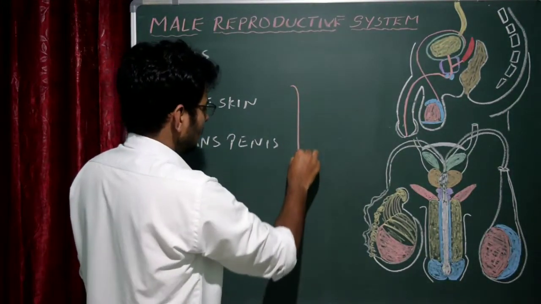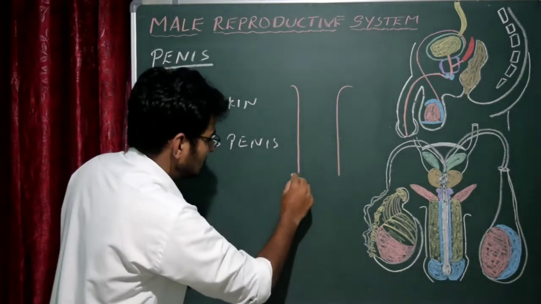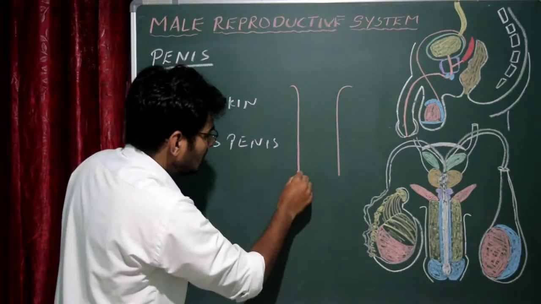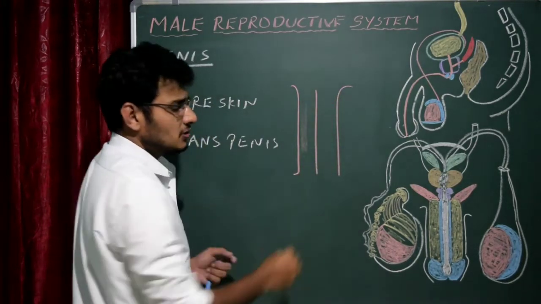Okay, so here this is actually the penis, which is cylindrical shaped actually, and normally this particular penis has, obviously, a pipe called the urethra.